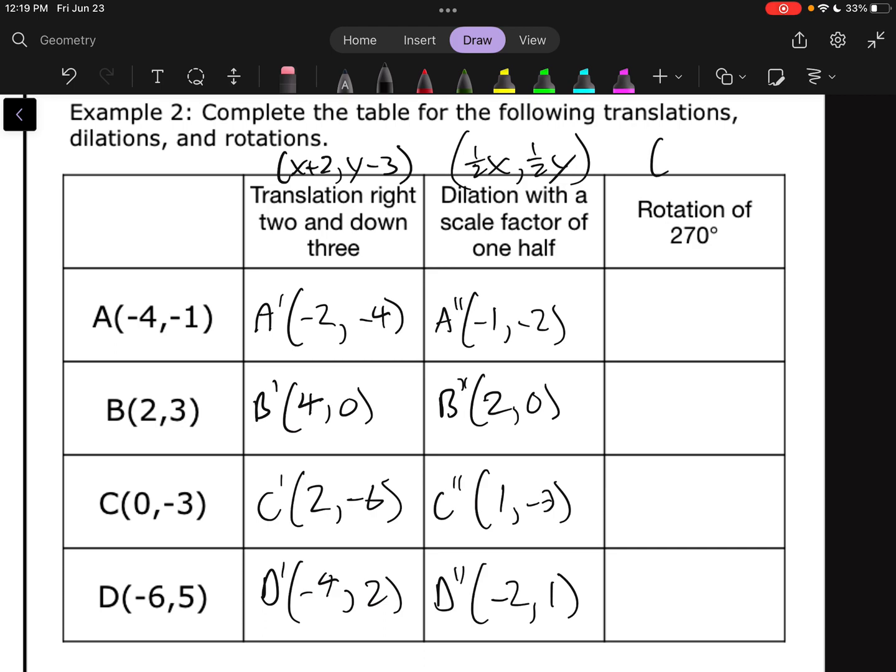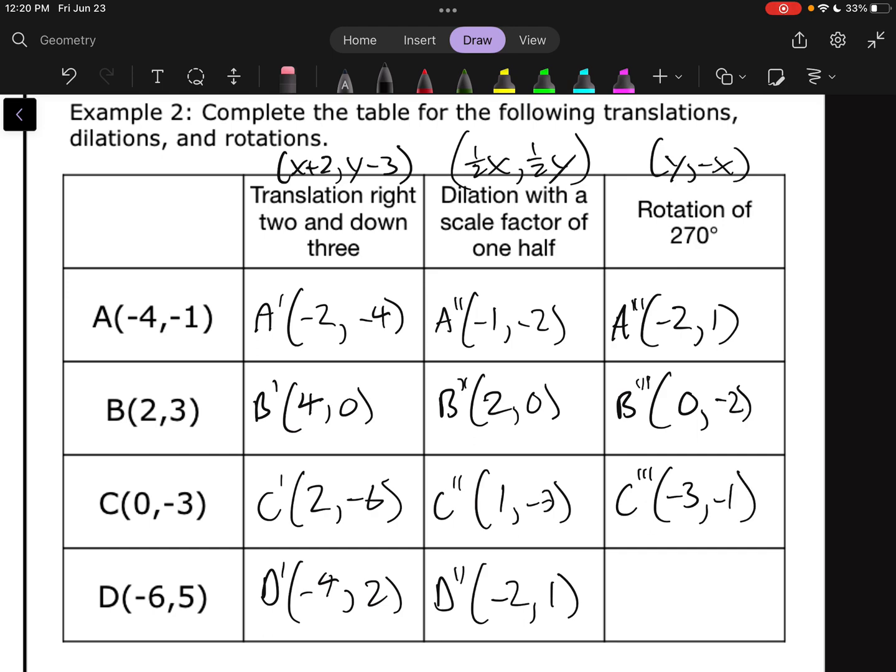Rotation of 270 is going to be y, negative x. So A triple prime would be negative 2, positive 1. B triple prime would be 0, negative 2. C triple prime would be negative 3, negative 1. And D triple prime would be 1, positive 2.